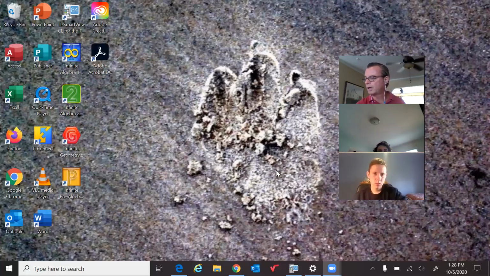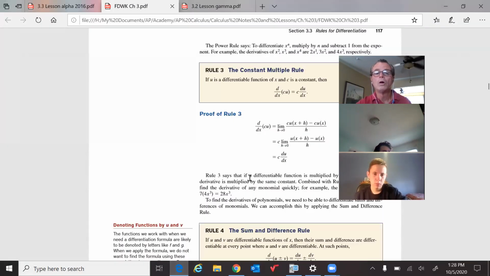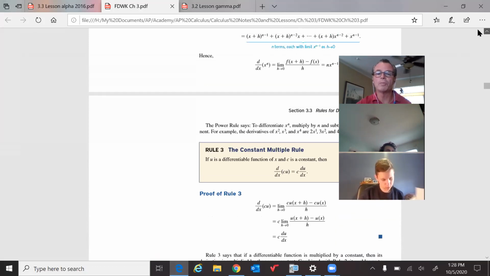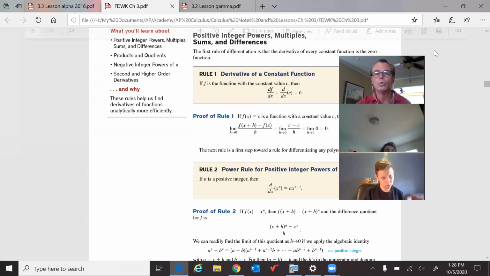We're going to deal with 3 alpha. So on page 117 of the book, actually I want to go to 116. Where you're looking on page 116 of the book, you see this. Rule 1. Nobody cares about the numbers of the rules.